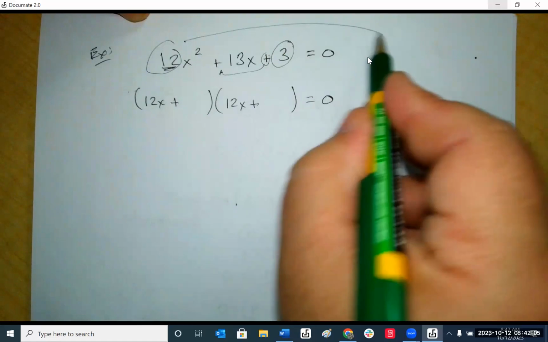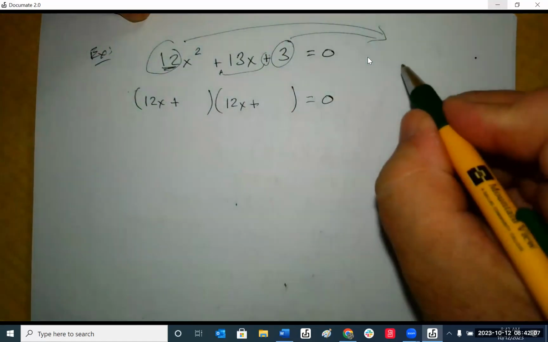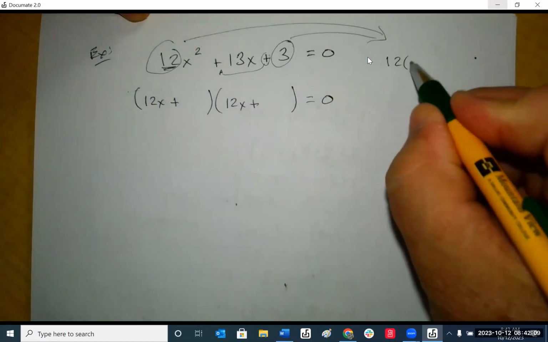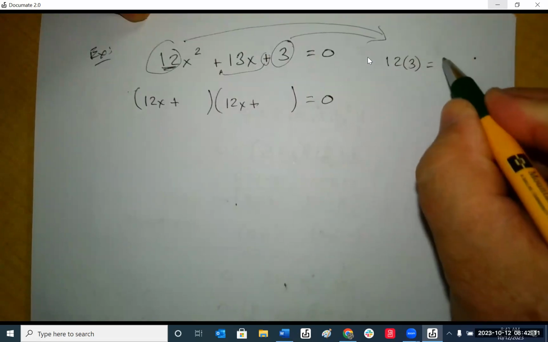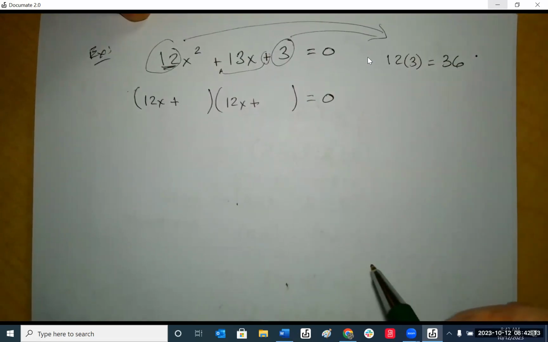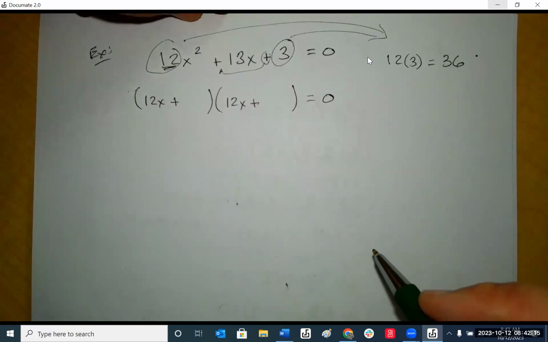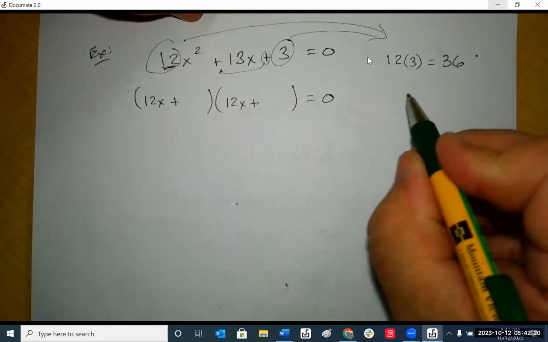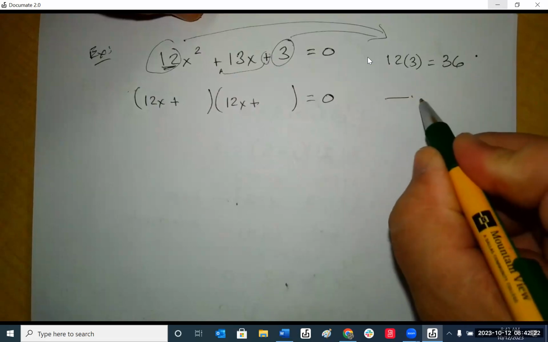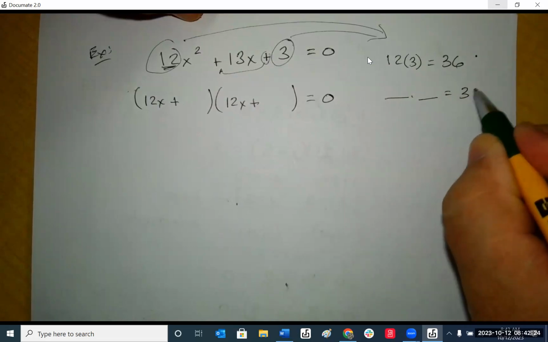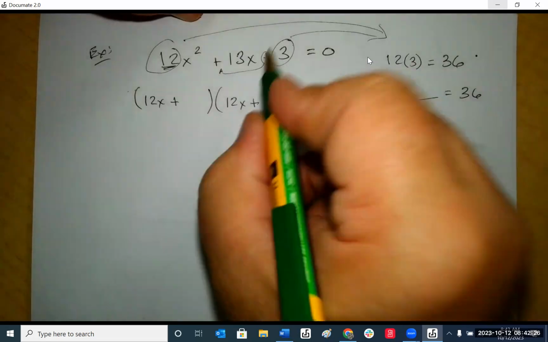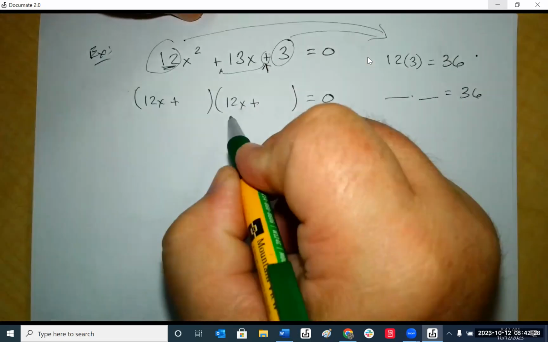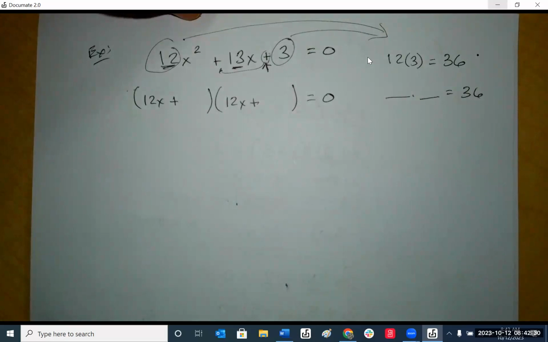Multiply the first and the last numbers. Equals 36. Here, we have to figure out what two numbers multiplied equal 36, that when we add them equal 13.